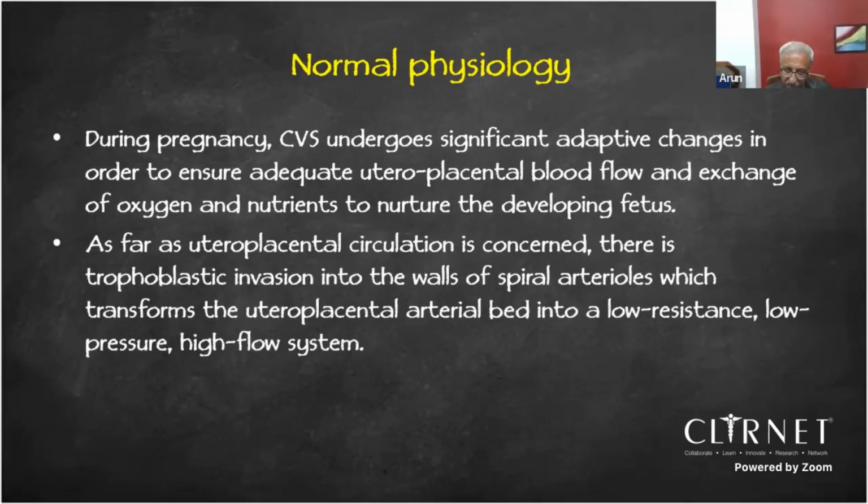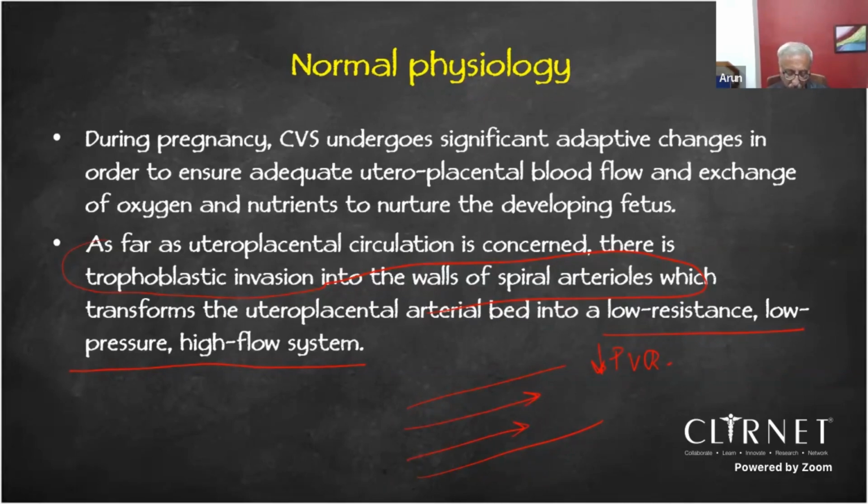As far as uteroplacental circulation is concerned, there is a trophoblastic invasion into the walls of the spiral arterioles, which transforms the uteroplacental arterial bed into a low resistance, low pressure, high flow system. This means the resistance of blood vessels in the uteroplacental circulation is decreased, along with peripheral vascular resistance. This causes more blood flow to the baby.